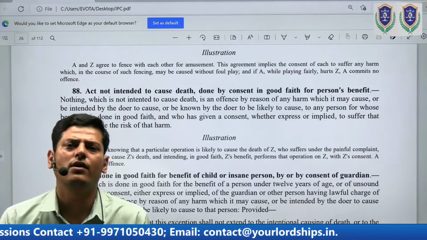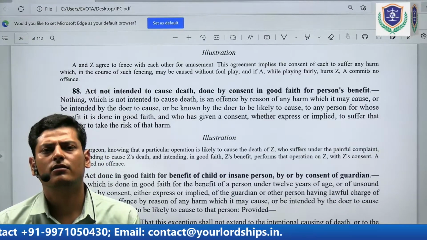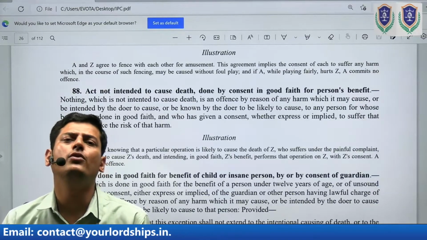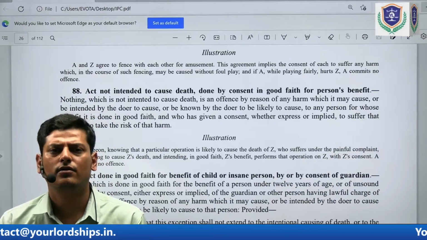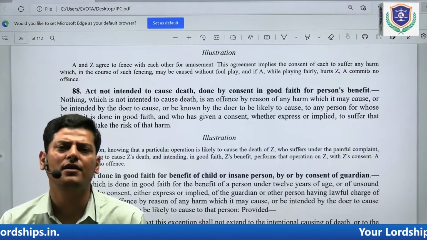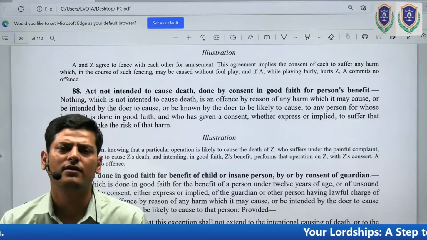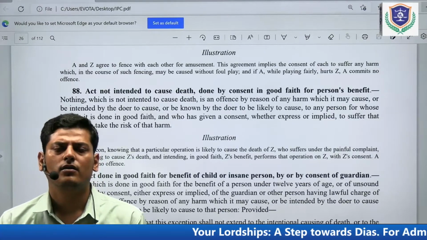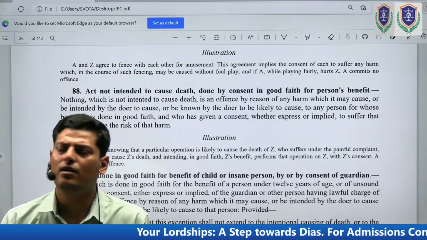So the defense of consent was not available, as no good faith was there. Similarly, Pune Fatima's case and Sukru Kaviraj case, these two are related to consent. You can see it in section 87. Pune Fatima's case is related to what?